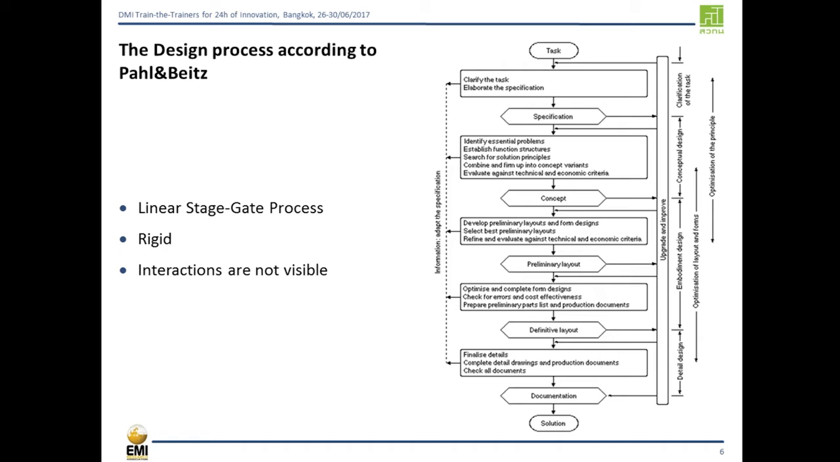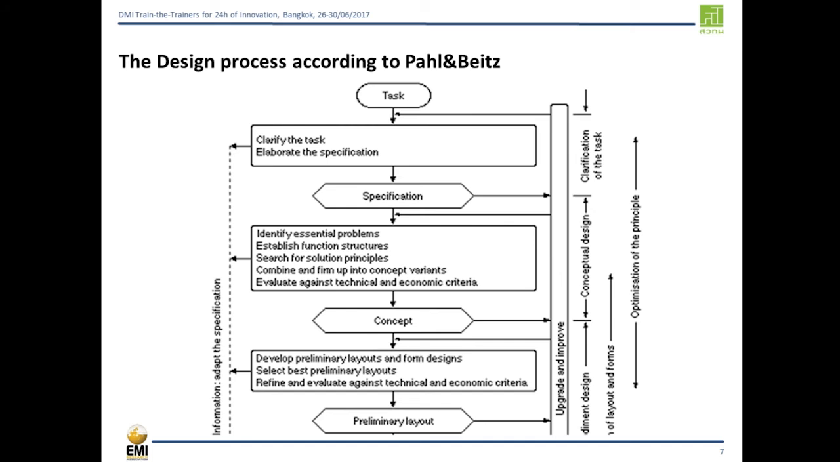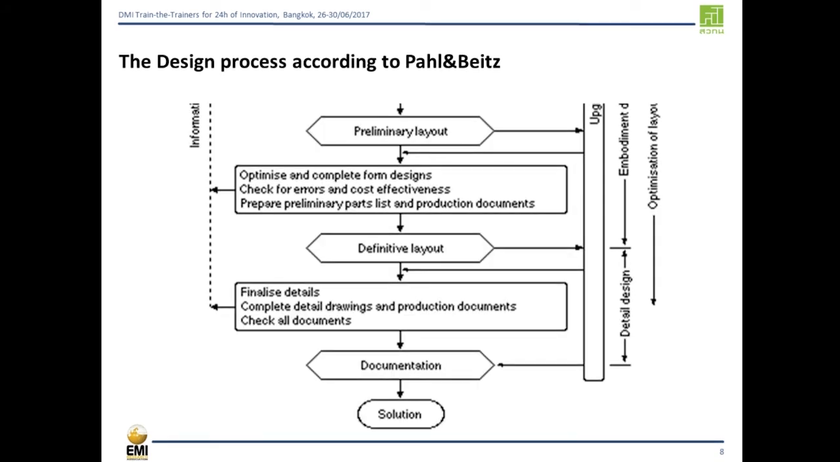Okay? I won't go into detail of all these steps, but I've zoomed in a little bit, so you go from task to a specification, more or less, where you clarify the task, you come up with an initial specification. Out of the specification you would develop some concept, preliminary layout based on this concept design. From this preliminary layout you would make a more detailed layout, so a definitive layout, and then you would document what you have done, and then you have your solution. Okay? And immediately, of course, you have a lot of activities that you carry out.